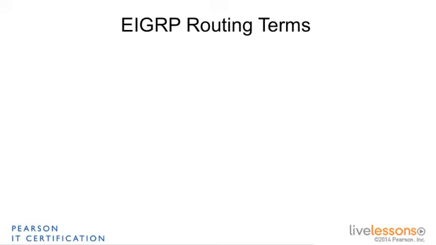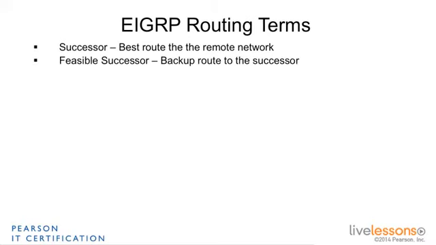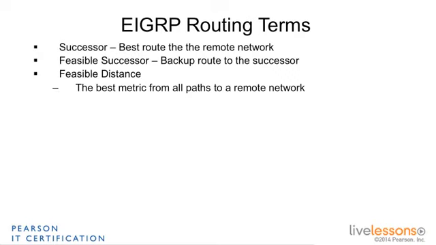Here are a few specific EIGRP routing terms that you need to know. First of all, successor. The successor route is the best route to the remote network. The second is a feasible successor, which is the backup route to the successor. Third is feasible distance. The feasible distance is the best metric from all paths to a remote network.